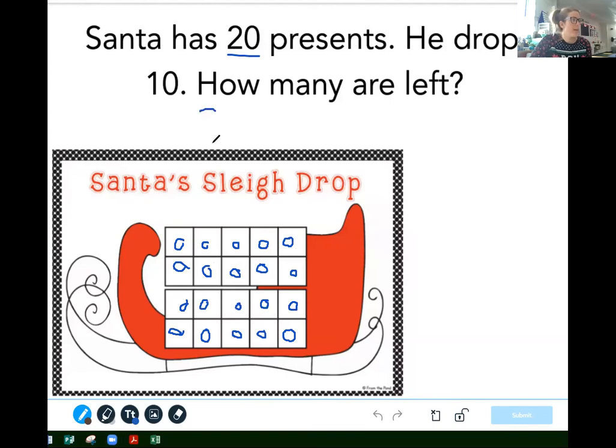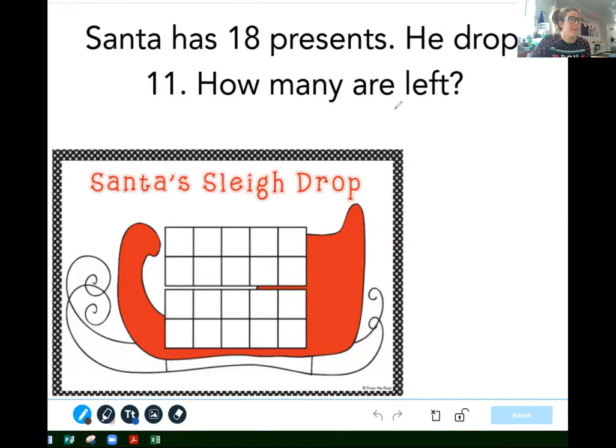So we have 20 presents. He drops 10. How many are left? We can use that double tens frame and see. We would just cross off 10. How many are left? 10. That one wasn't too tricky. Awesome. Let's look at a trickier one.